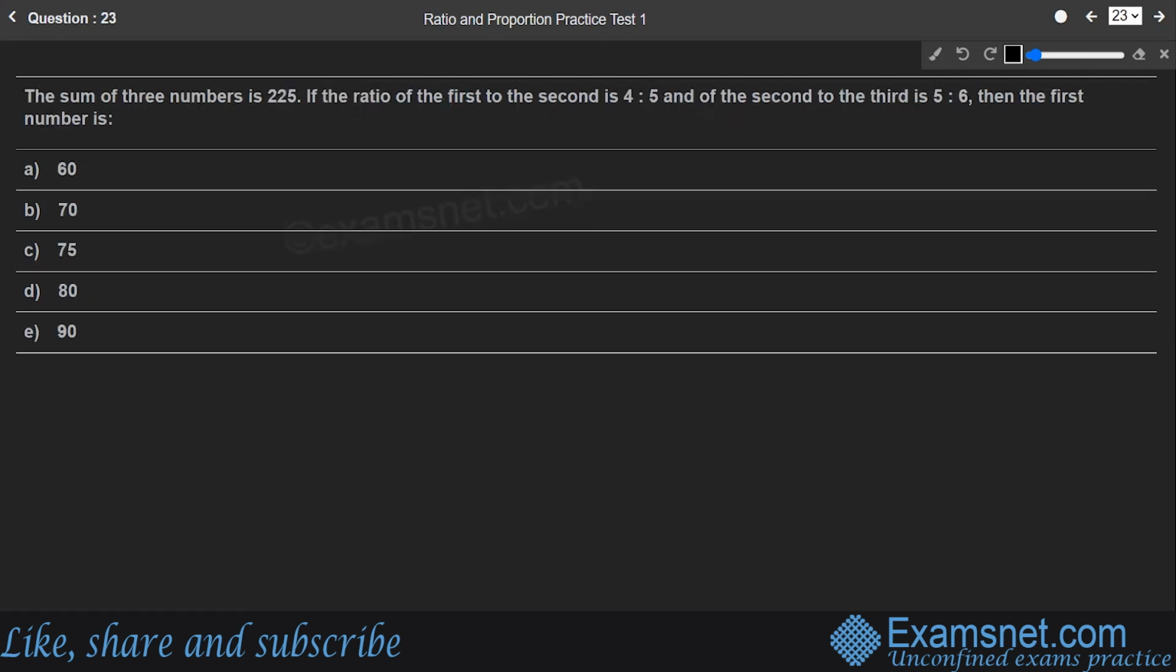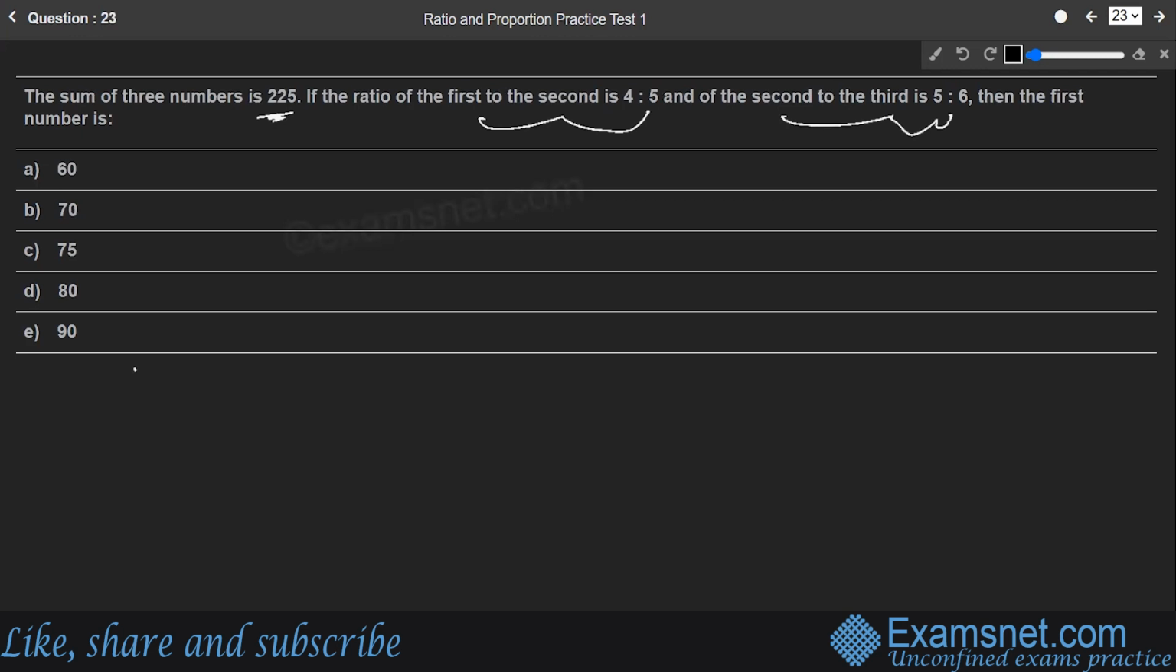Now, the sum of three numbers is 225. If the ratio of the first and the second is 4 is to 5 and second to the third is 5 is to 6, then the first number is. Okay, so the complete things are given in the form of ratio. What they say, the ratio between first number.